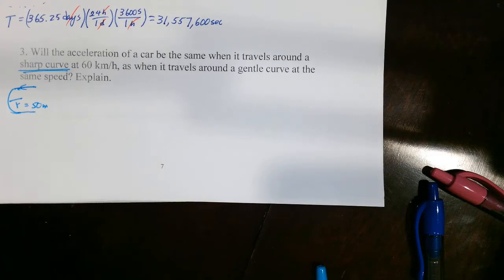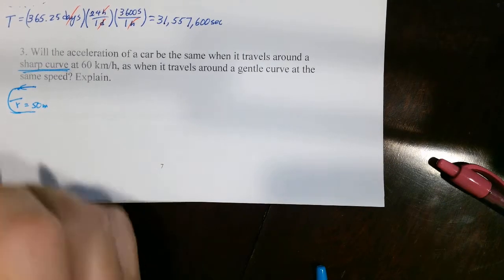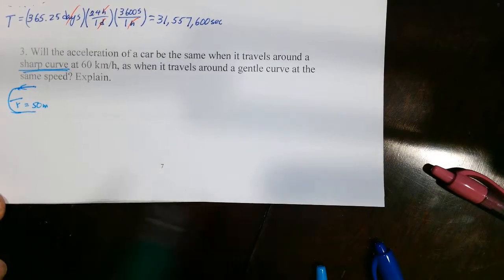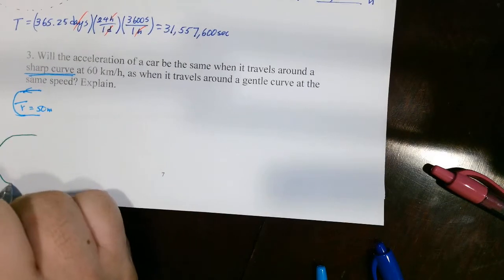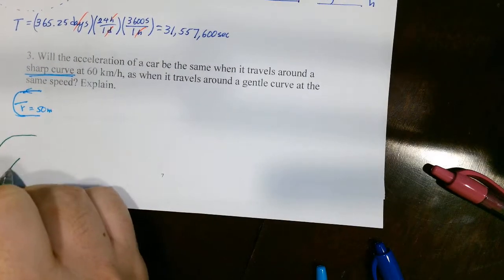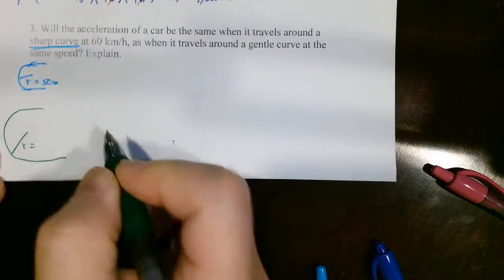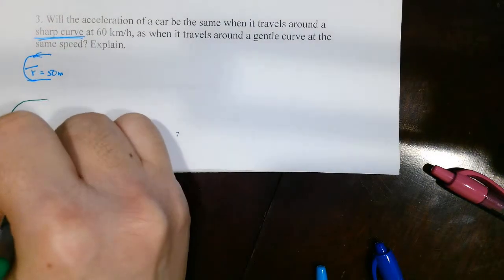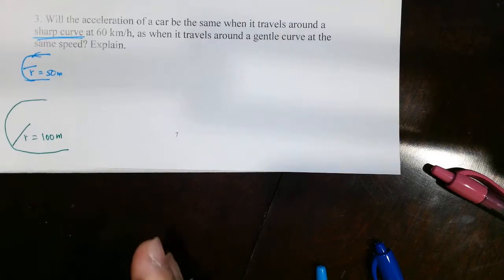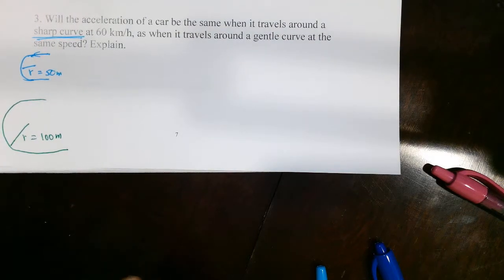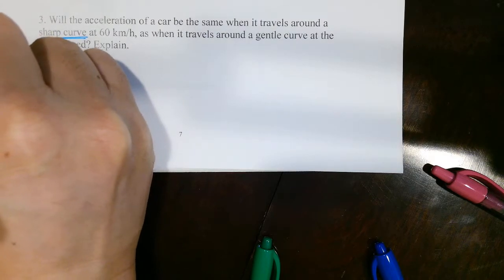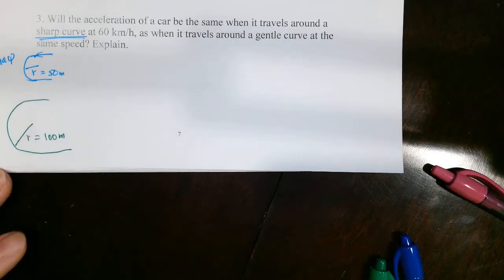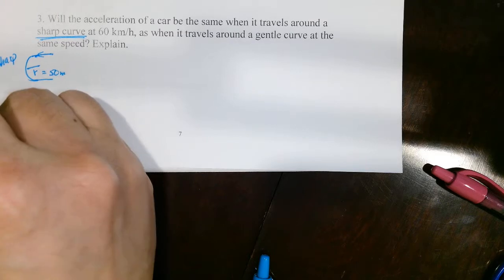And let's say the other gentle curve is a lot bigger turn like this, and the radius of that, let's make that like 100 meters. So it's got a much bigger turn. So this is sharp, and this will be gentle. Okay?